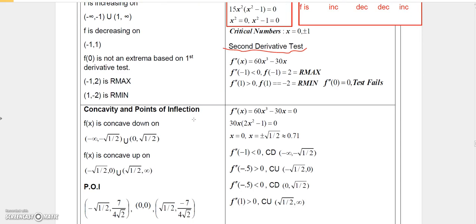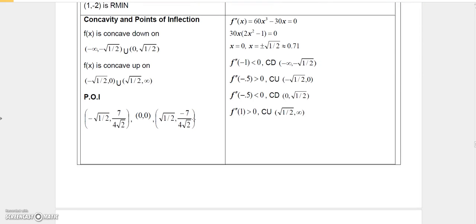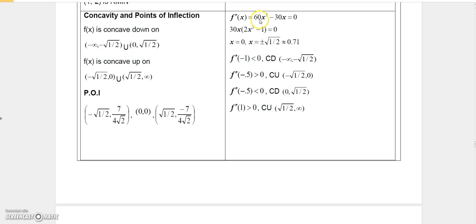And then the next thing we would consider is the concavity. And since we already have the second derivative, then what I can do there is I can take that second derivative and set it equal to 0.